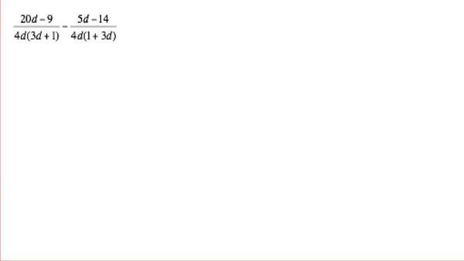Okay, the next problem, which is 4c, is a subtraction problem again. So the first thing I have to do is determine if I have a common denominator. The denominator of my first fraction is 4d times a quantity 3d plus 1. The denominator of the second fraction is 4d times a quantity 1 plus 3d. So what I'm trying to decide is, are 3d plus 1 and 1 plus 3d the same factor? And of course they are. The only thing different about them is their order, and since addition is commutative, I can add in any order. That's perfectly fine. So I already have a common denominator, which means I simply need to add my numerators.